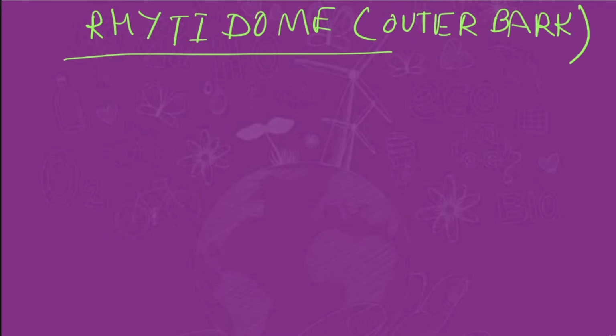All tissues external to the vascular cambium are included in the term bark. The living part of the bark inside the rhytidome is often referred to as inner bark.